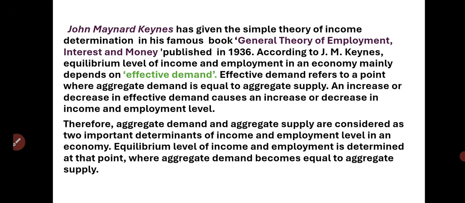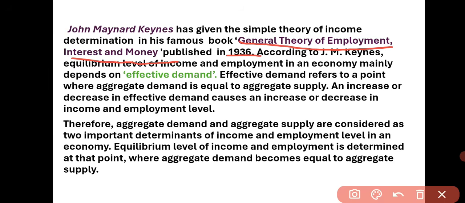John Maynard Keynes has given a simple theory of income determination. Keynes, who is regarded as the father of macroeconomics, has given the simple theory of income determination in his famous book, General Theory of Employment, Interest and Money. Remember the name of the book? In this book, which was published in the year 1936, he has given his theory of income determination.